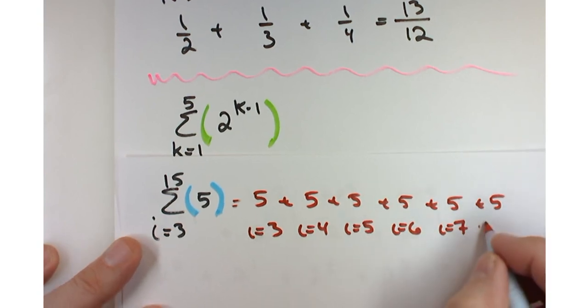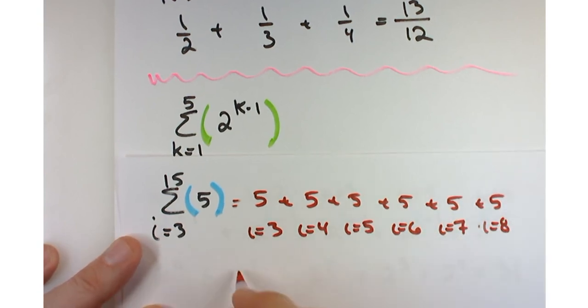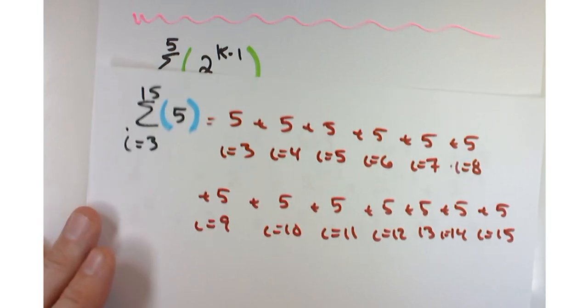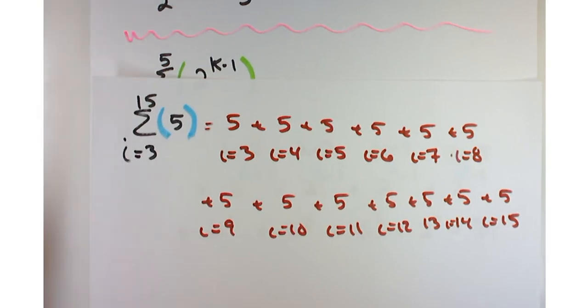Definitely want to take advantage of multiplication if you can. Plus 5, that's I equals 9. Plus 5, I equals 10. This is getting boring. I equals 11. I equals 12. I equals 13. I equals 14. And I gotta squeeze in the I. And I equals 15. Oh, that makes sense. Yeah, you can't multiply because you skip one and two. So yeah, you gotta be a little bit careful.